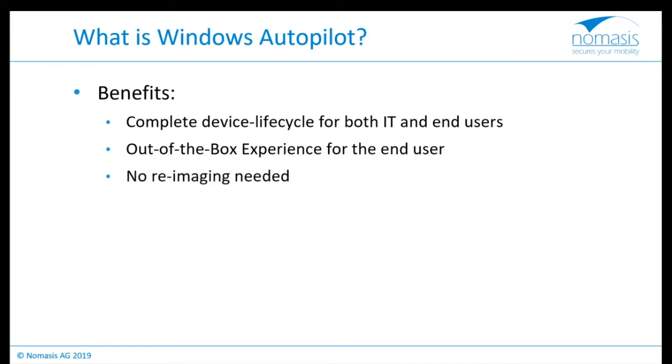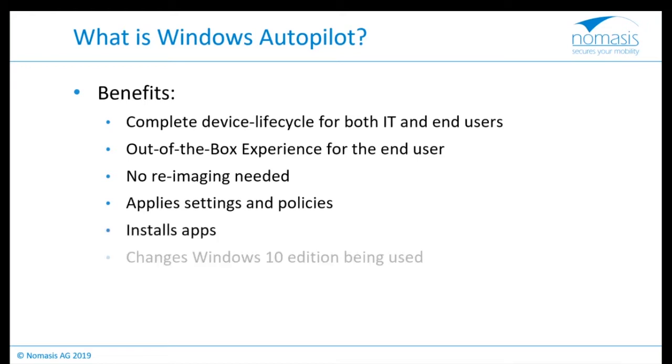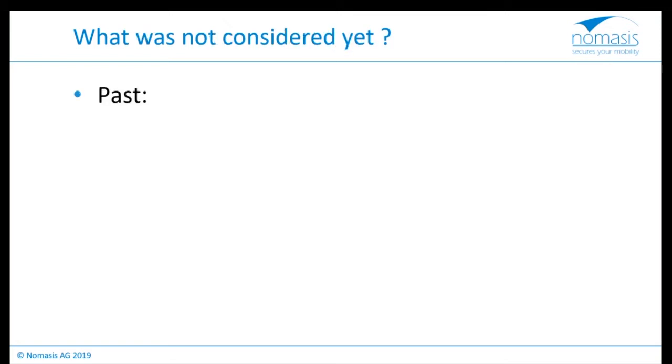You as the IT do not have to re-image devices if the employee leaves the company and you want to hand over the Surface to another employee. So the new employee just receives the new settings when he logs in. You can apply various settings and policies, install apps, and even change the Windows 10 edition, for example, from Windows 10 Pro to Windows 10 Enterprise. And all of this is pretty easy and, most important, automated. So now let's have a look at what was not considered yet.